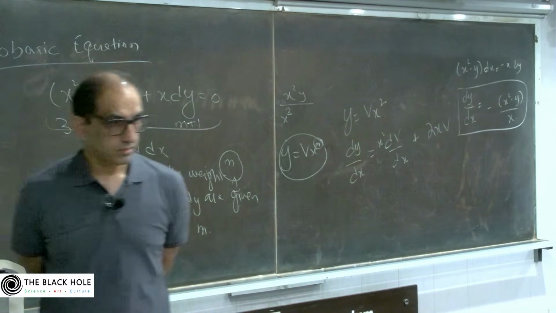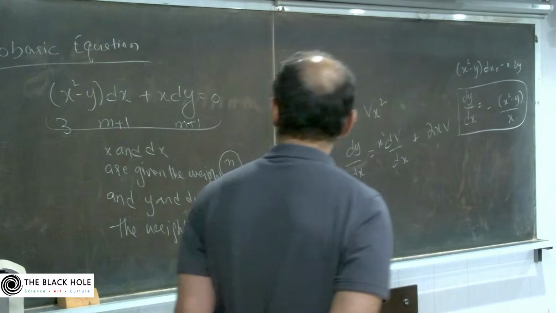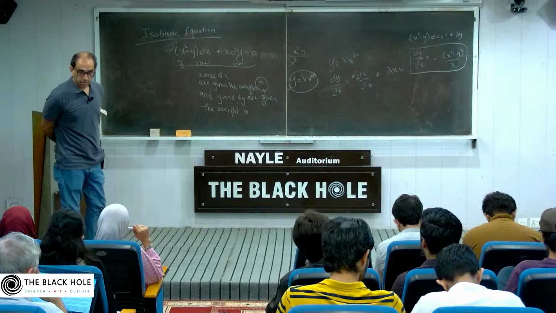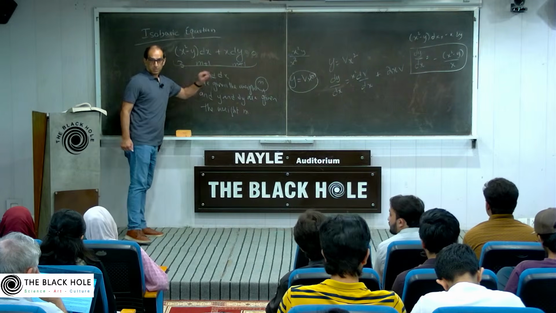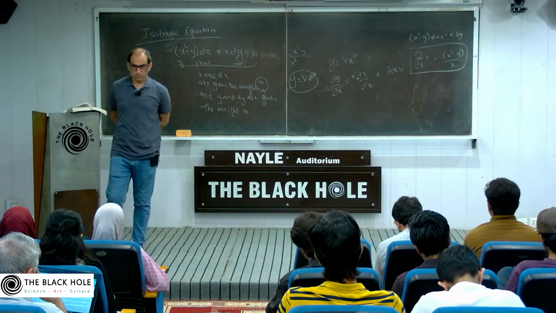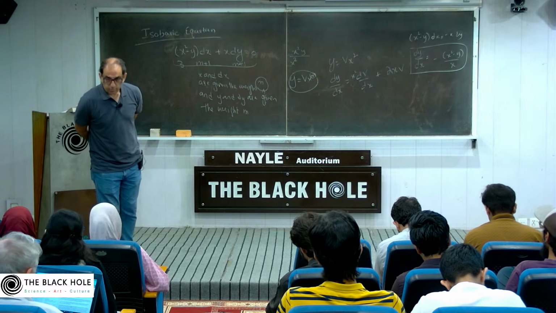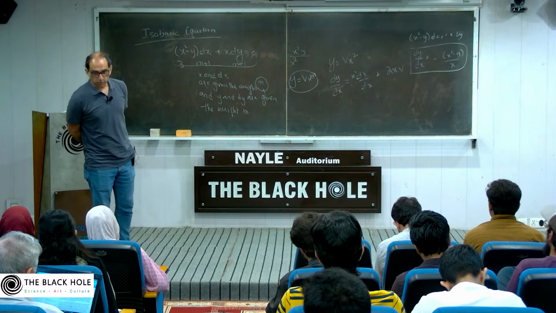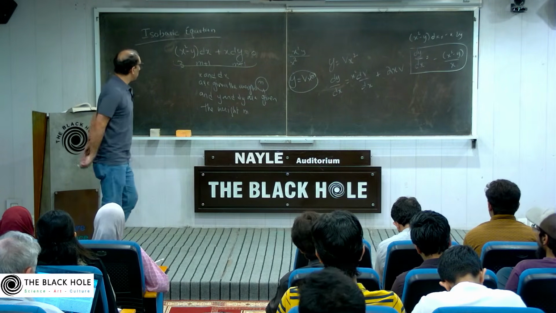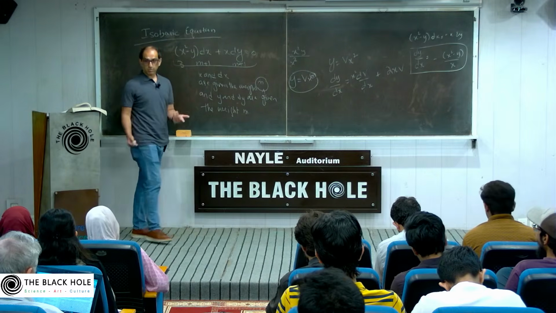m minus 1. Sorry? m minus 1. Minus 1. Everything has to be 3, on the same footing. If m becomes 1, then it becomes 0, and 0 and 3 do not match.